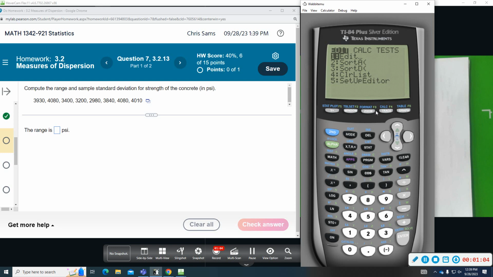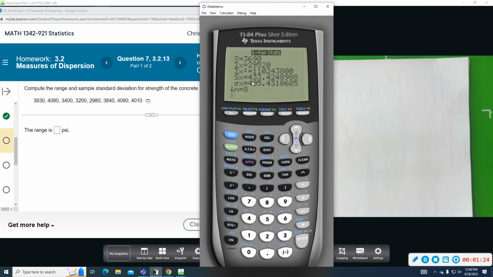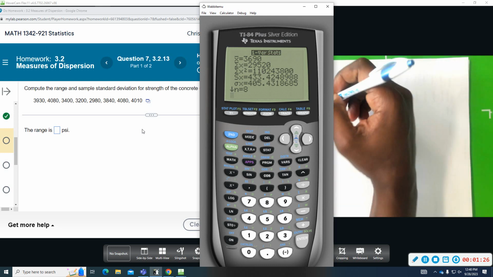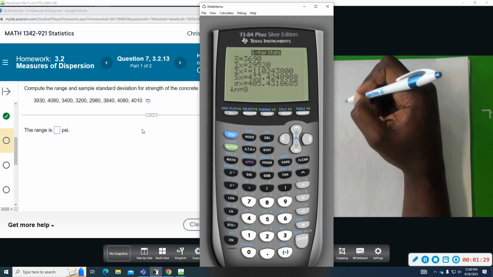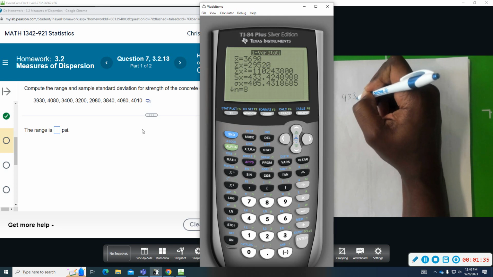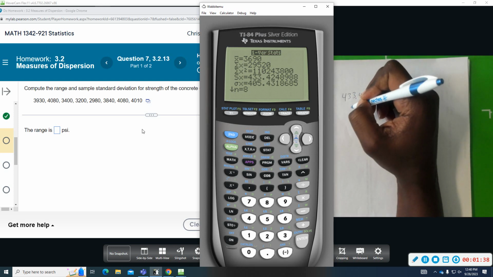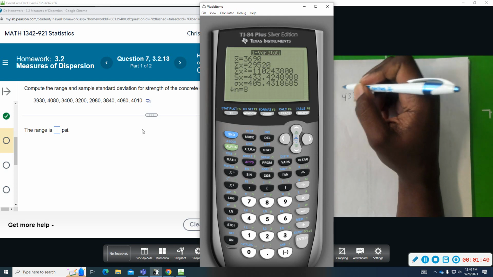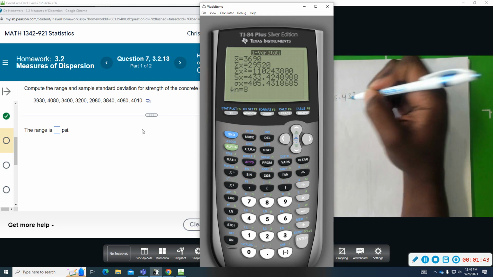Alright, you do stat, go over to calculate, one variable statistics, compute, and then it gives you a lot of information. So we want the sample standard deviation, so that's given to us here. The Sx. Don't know how many decimal places yet. Normally you go one more than the place value you have, so we're going to say 433.4. That's normal. Just go one more place value than what you have in your original data. So this is our sample standard deviation.